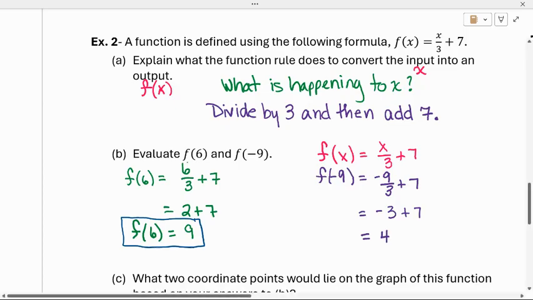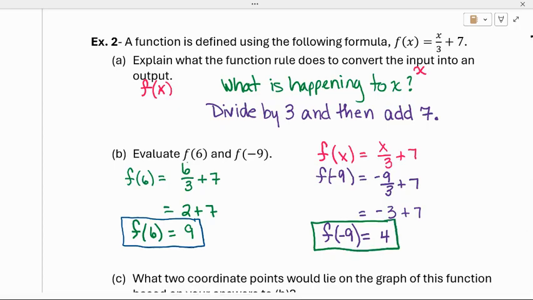Nice job, Kylie. So f of negative 9 equals 4. That just says when you let x equal negative 9, your output is 4. When x is negative 9, your output is 4. Okay?